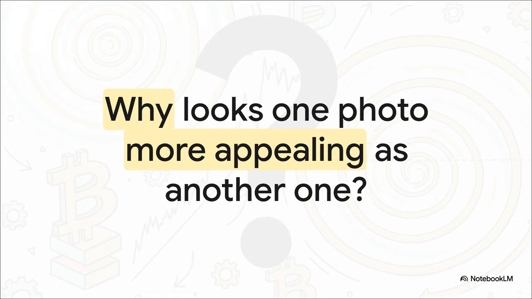Now, before we connect this to the crazy world of crypto charting, we actually have to take a step back. We need to ask a really fundamental question about human perception. Why does one photograph look more appealing than another? Because before we can understand how price action works on a chart, we really have to understand how our own eyes process visual information and why we naturally prefer certain layouts over others.